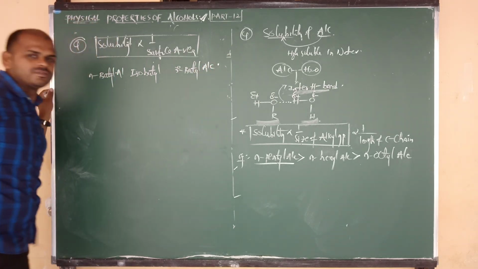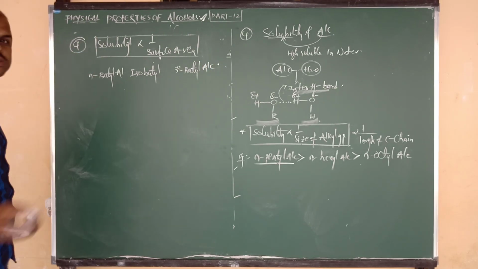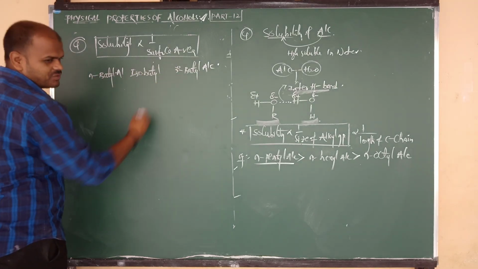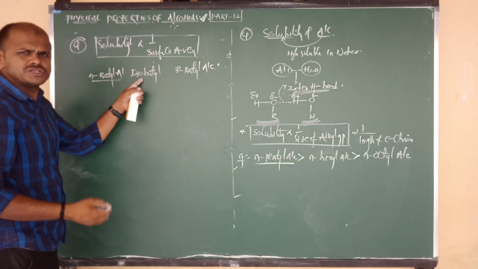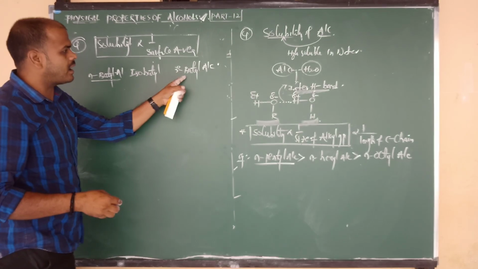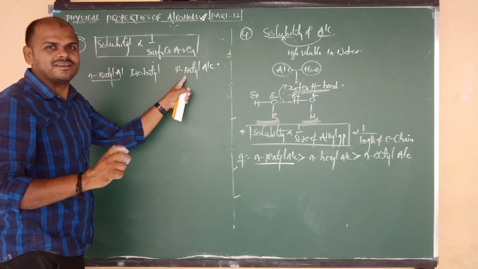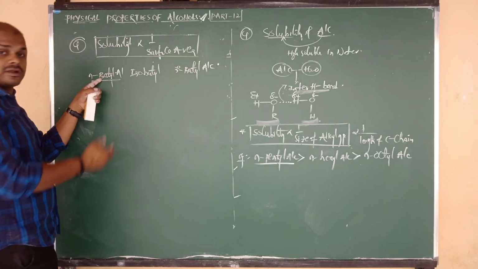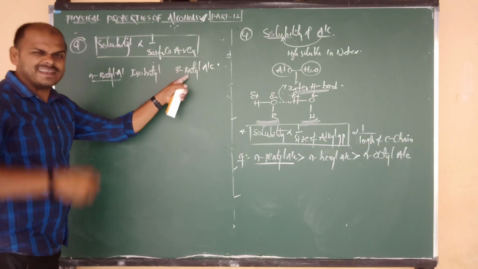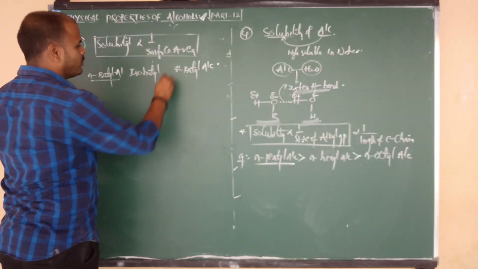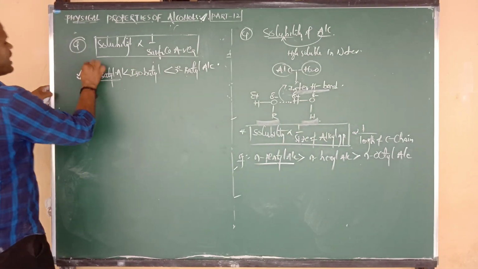Now tell me, among the three, which contains more solubility, the first one or the last one? N-butyl alcohol has more surface area. Iso, with a side chain, has less surface area. Tertiary again has less surface area. So the one with more contact area is less soluble, and the one with less contact area is more soluble. So this is the order of solubility.